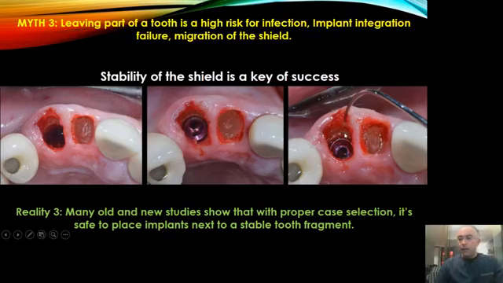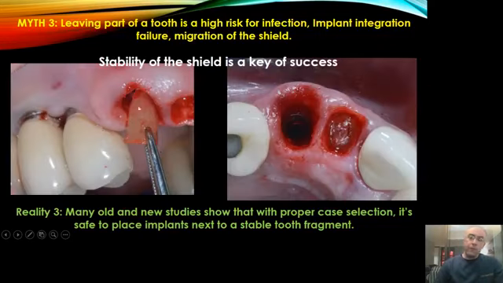Luckily, I discovered this before finishing my surgery, and I saw mobility in the shield, and we have to be very strict with this. No mobile shields should be left behind. And taking the decision of removing the shield after mobilization should be just a piece of cake. We just have to remove it.